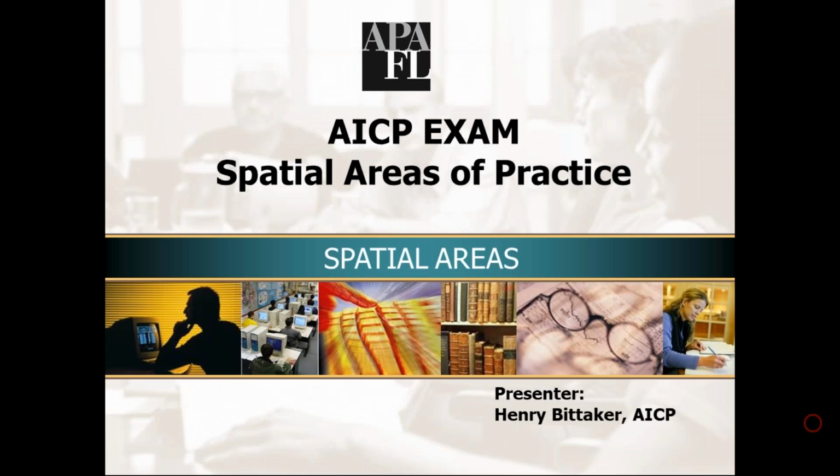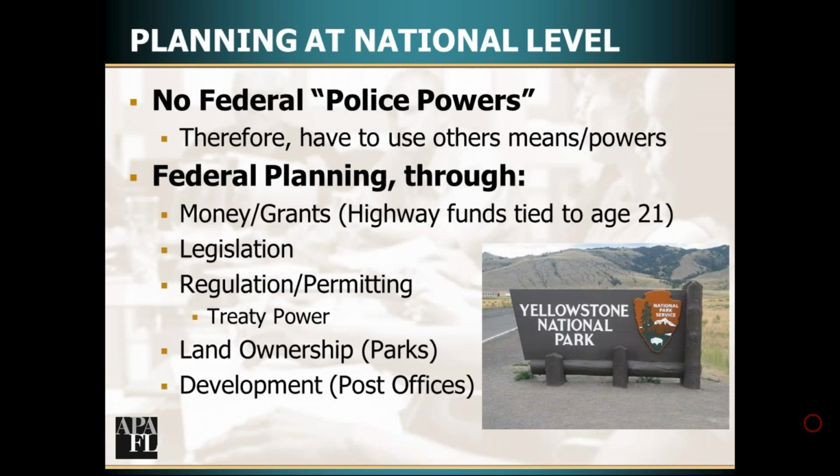So spatial areas. First of all, planning at the national level. There are no federal police powers. Therefore, if you're the federal government, you have to use other means and powers to do things, because under the Constitution, you don't have police powers. Who has police powers? The states, and if the states delegate it down, local governments.